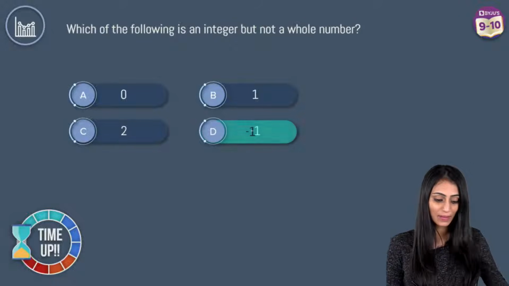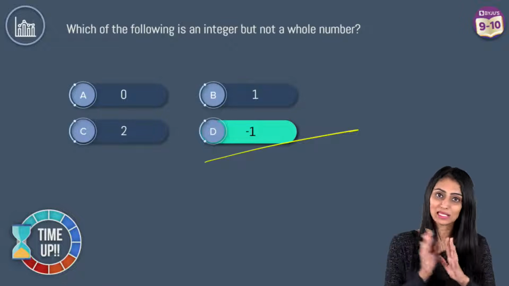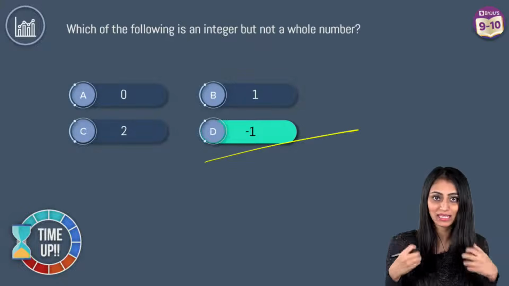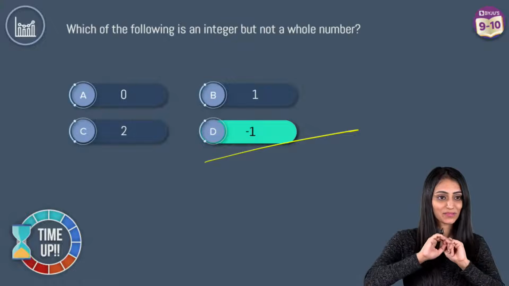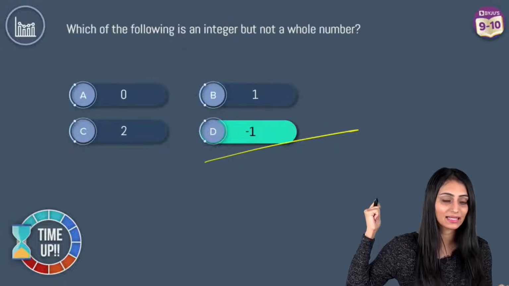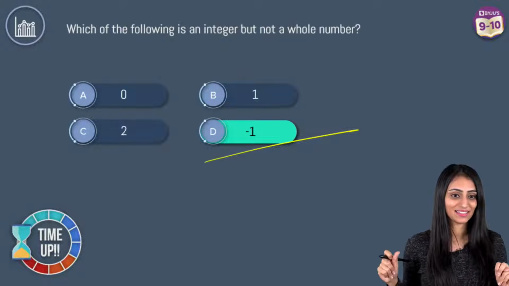Okay, time is up and let's check the answer. Yes, you're absolutely right. It's -1. So this concept is clear to everyone, right? I don't think I need to give any explanation on this, right? Quickly give me thumbs up. This is clear because everybody has given the right answer, I can see.